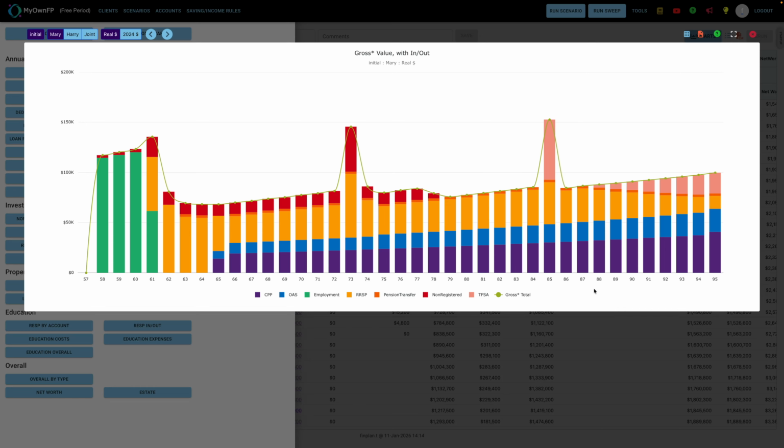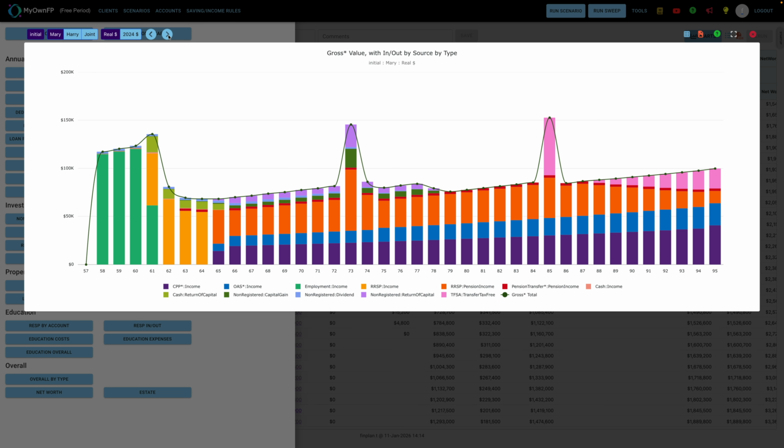When we see CPP at 70, you'll see we take more out of our RSP early. And with this chart, if we use these arrows, we can go left and right. So let's go right to the next chart, which will be our gross income by type.